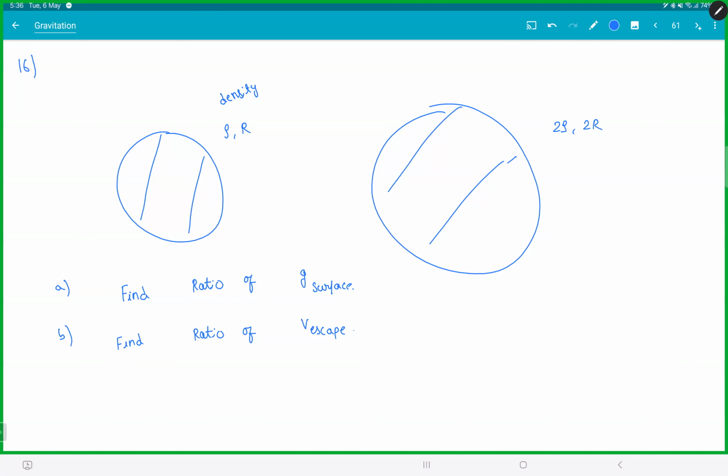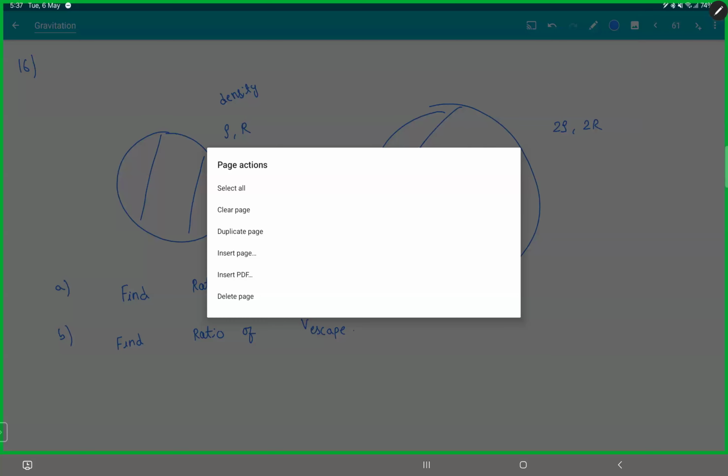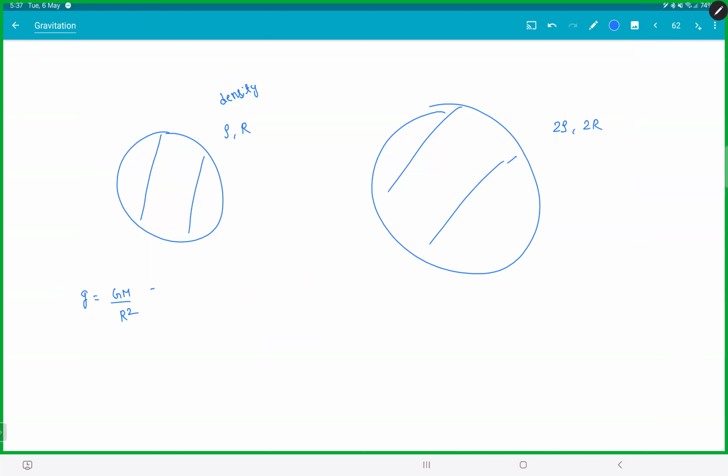Let's see. Straightforward formula substitution, there's nothing there. So first thing, g is nothing but GM by R square. But here mass is not given, density is given. So replace mass with density times 4 by 3 pi R cube, divided by R square. So g is proportional to rho into R. Therefore, g1 by g2 will be rho into R by 2 rho into 2R, which is 1:4.